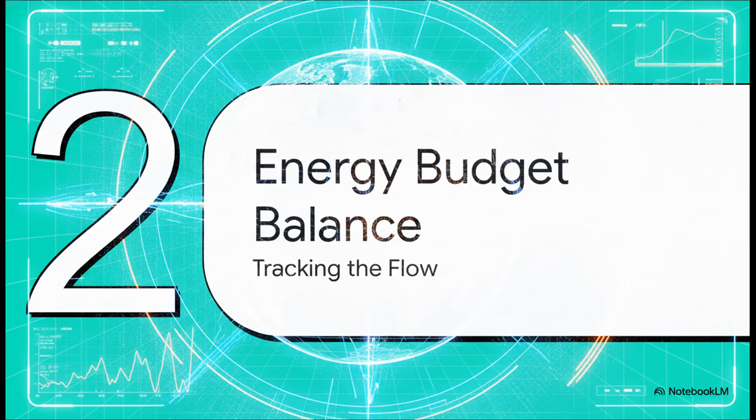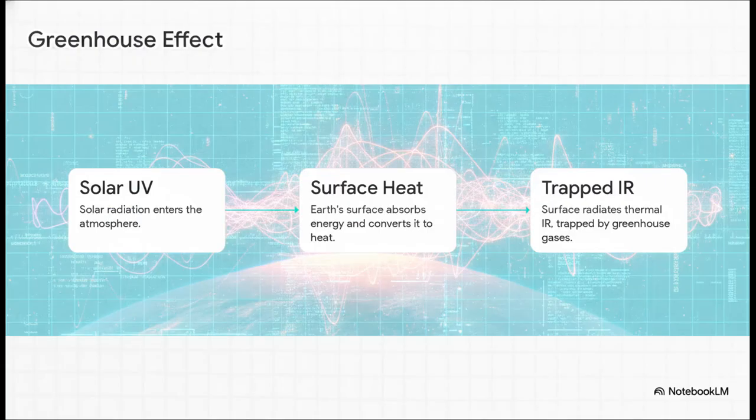Moving right along to Section 2, Earth's energy budget balance. Let's track the electromagnetic flow. So how does the greenhouse effect actually work? Well, it starts with incoming solar radiation, mostly short-wavelength UV and visible light, which passes right through our atmosphere like it's invisible. The Earth's surface absorbs that energy and warms up.